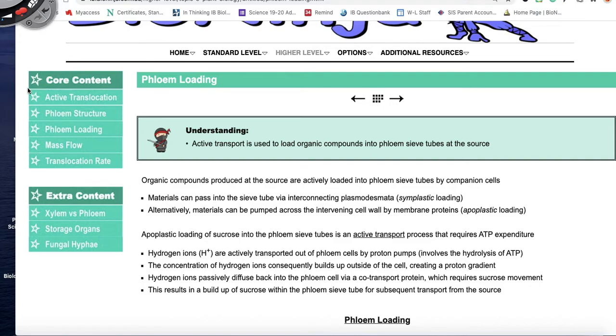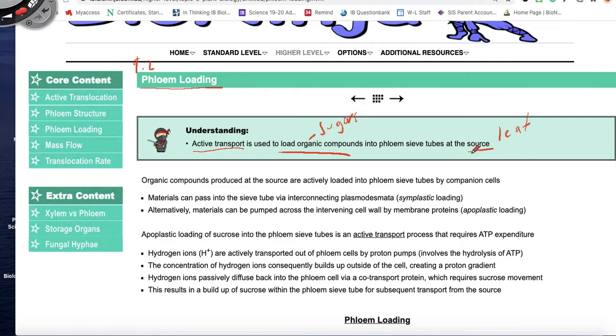Okay, IB Bio students, today we're going to continue with phloem loading, which is still part of 9.2. So the essential understanding here is that active transport is used to load organic compounds, these are sugars, to be more specific it's sucrose, into phloem sieve tubes at the source. So remember that the source is the leaf.